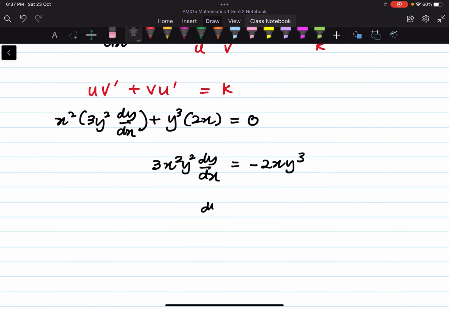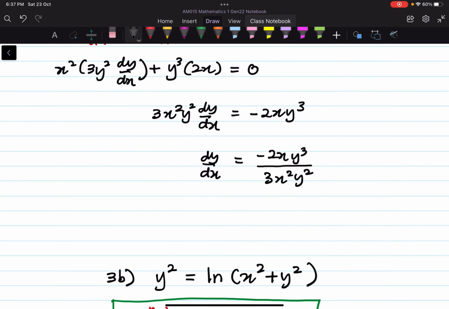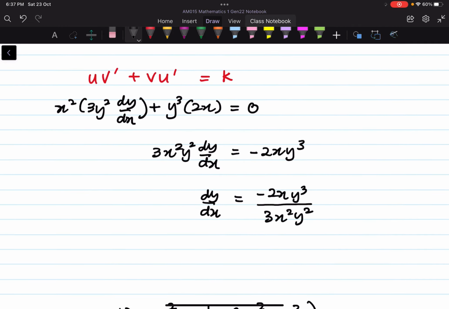So let us bring 3x squared y squared to the right hand side. So we're going to get negative 2x y cubed divided by 3x squared y squared. And let us simplify. We're going to get negative 2y over 3x. That's it.